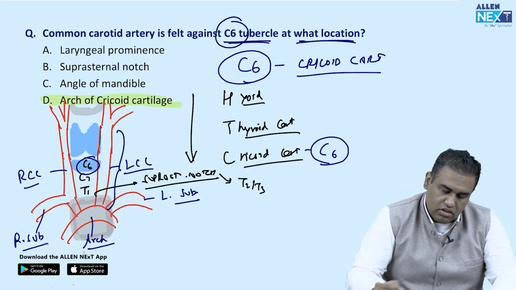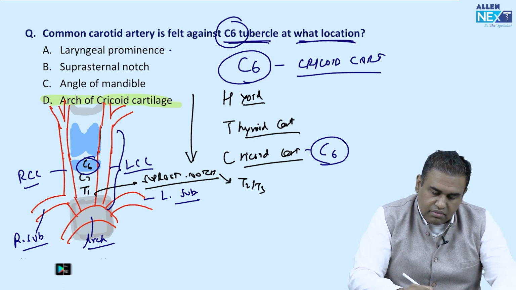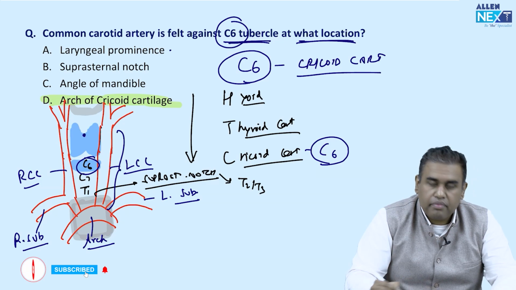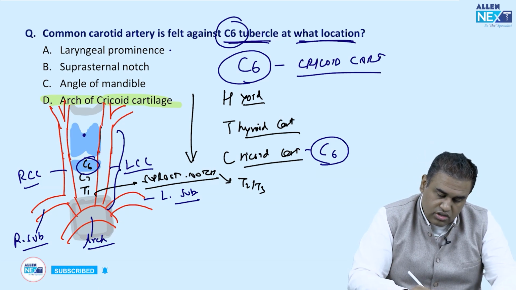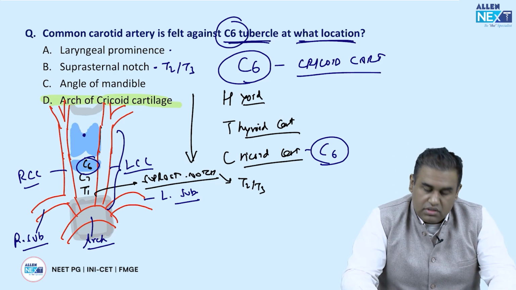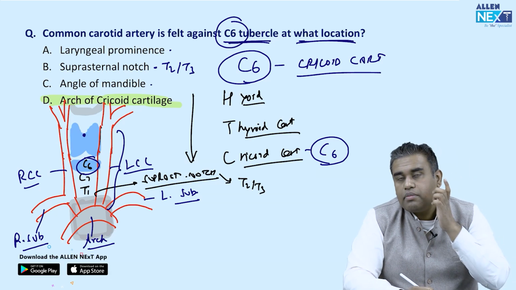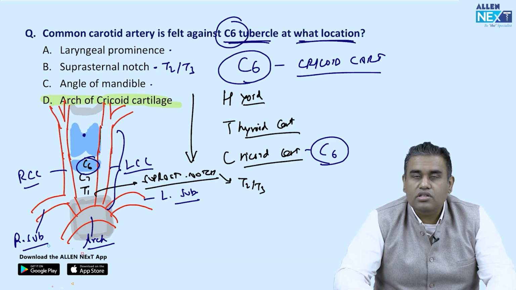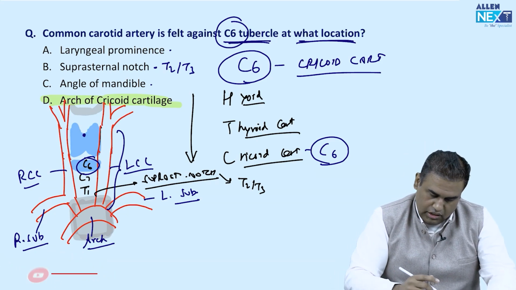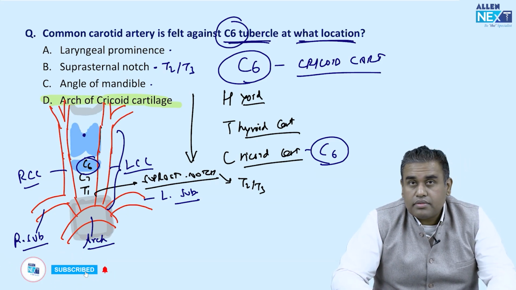If you look at the other options also, laryngeal prominence is nothing but that Adam's apple over here. But that is not C6. Suprasternal notch, I already told you, it is around T2, T3, just above the manubrium sterni. An angle of mandible is quite higher up over here. It will be around, say, C2. Okay. So therefore, answer is arch of cricoid cartilage.